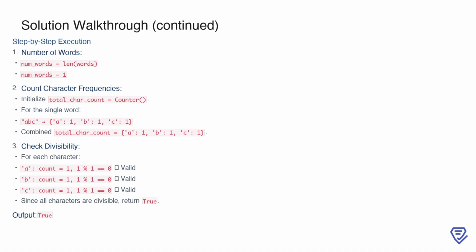Now, we check if each character count is divisible by the total number of words, which is 1. For A, B, and C, each count is 1, and 1 divided by 1 equals 1 with no remainder. This means all characters can be redistributed evenly, and the output is true.